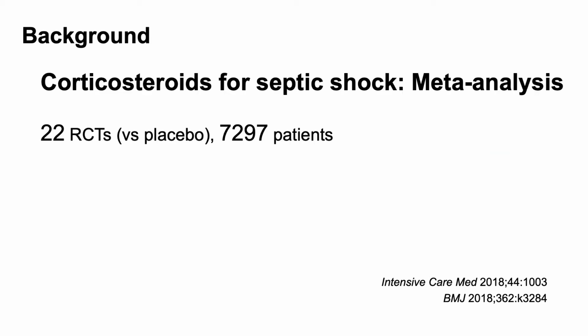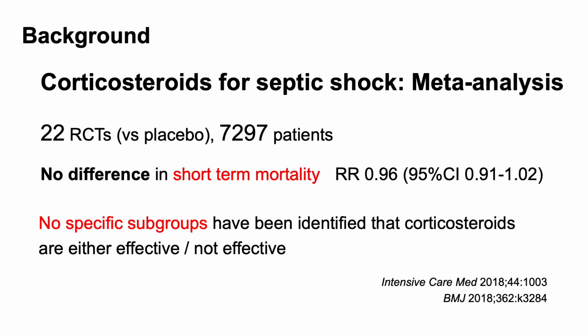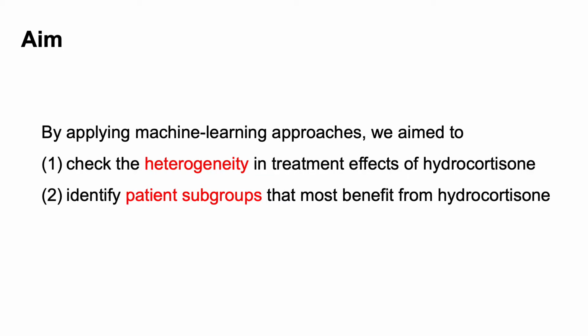In a recent meta-analysis including 22 RCTs with 7,297 patients, there was no difference in short-term mortality, and to date, no specific subgroups have been identified that corticosteroids are either effective or not effective. So, by applying machine learning approaches, we aim to check the heterogeneity in treatment effects of hydrocortisone and identify patient subgroups that most benefit from hydrocortisone.